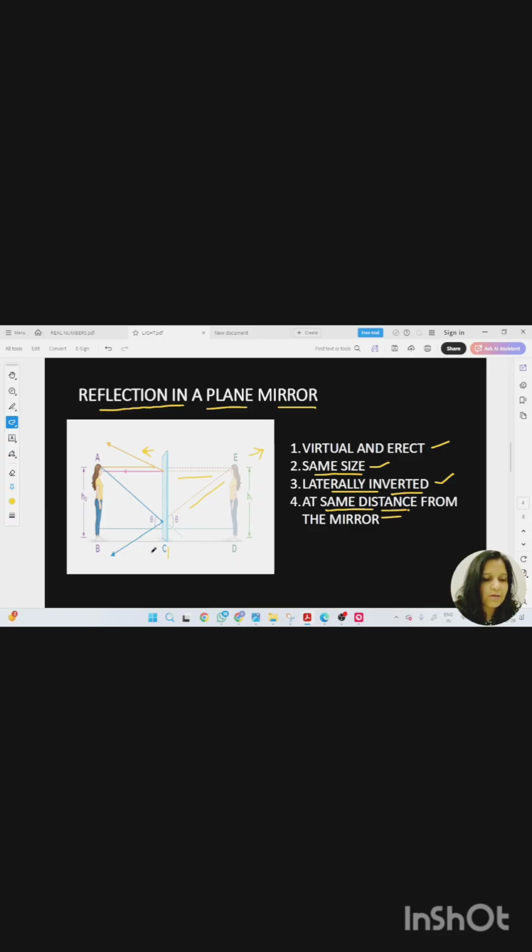Here is your mirror, and this is the object. So suppose this distance is, let's say, 10 centimeter, then this distance is also going to be the same 10 centimeter. So these are the four important characteristics of the images which are formed by the plane mirror, and the plane mirror is a replicator. It replicates the image.